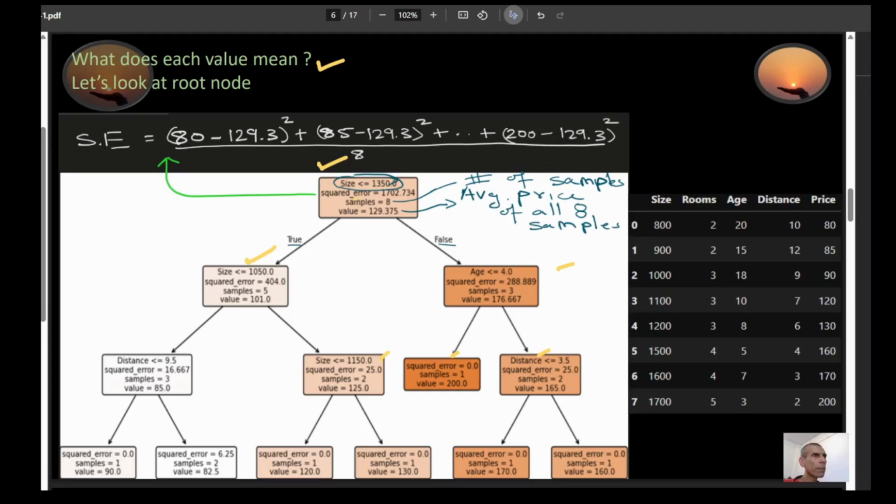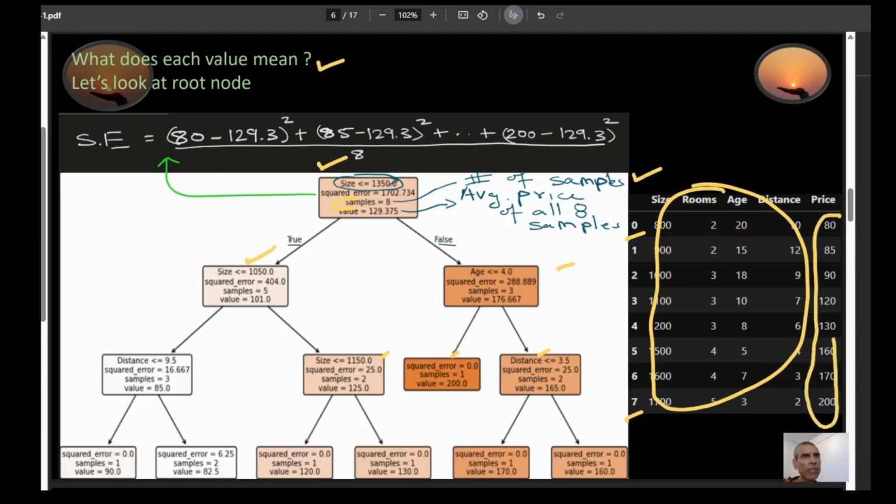Let's look at this one, samples. It is telling me that the number of samples you have is 8. Initially when you're starting right here, you can see that the total number of samples you have is 8, 0 to 7. Then it tells you the value. This value refers to the average value, or average price, of all 8 samples. So in other words, you take these numbers right here and you calculate the average of all these numbers. This will be your average price. That would be this one right here.